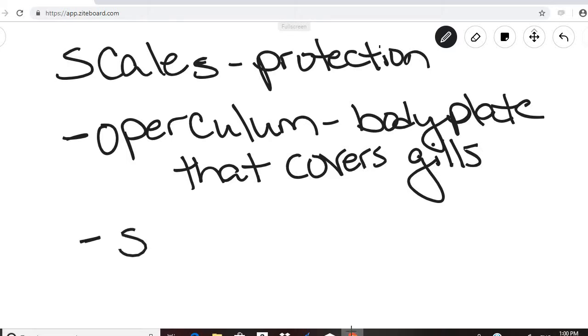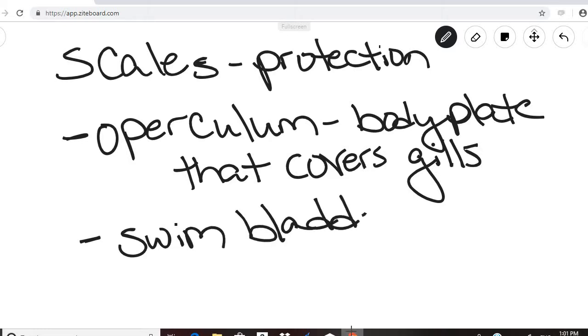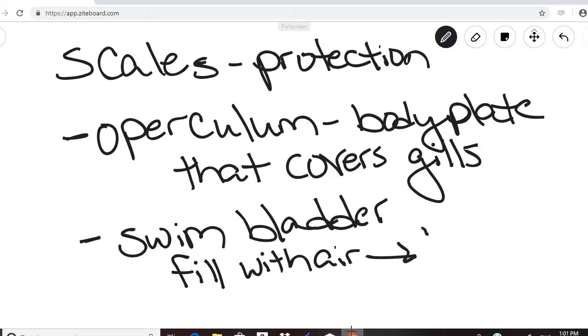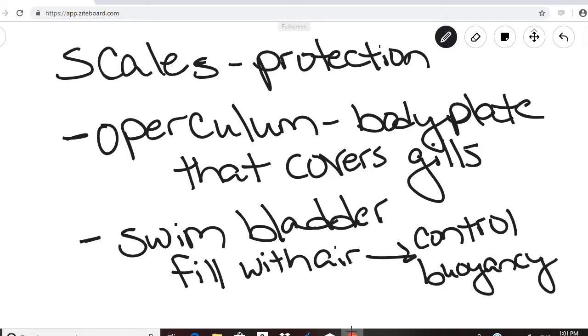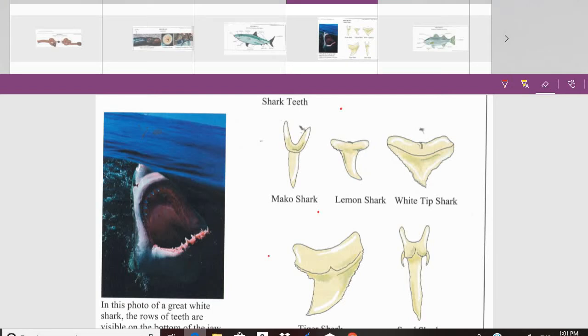And then another one that, again, you might remember from biology is the swim bladder. The swim bladder is near the stomach, and they can fill this with air, and because of that, they can control their buoyancy. So they can go up and down in the water by filling the air bladder or releasing air from the air bladder, or swim bladder.